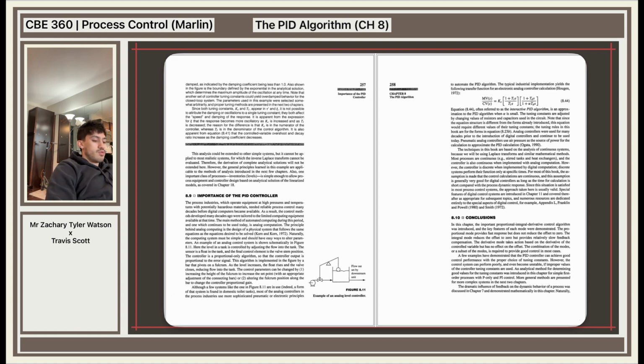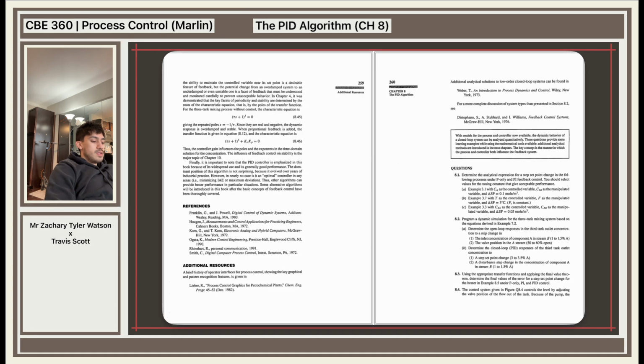The dramatic influence of feedback on the dynamic behavior of a process was discussed in chapter 7 and demonstrated mathematically in this chapter. Naturally, the ability to maintain the control variable near its set point is a desirable feature of feedback, but the potential change from an overdamped system to an underdamped or even unstable one is a facet of feedback that must be understood and monitored carefully to prevent unacceptable behavior.